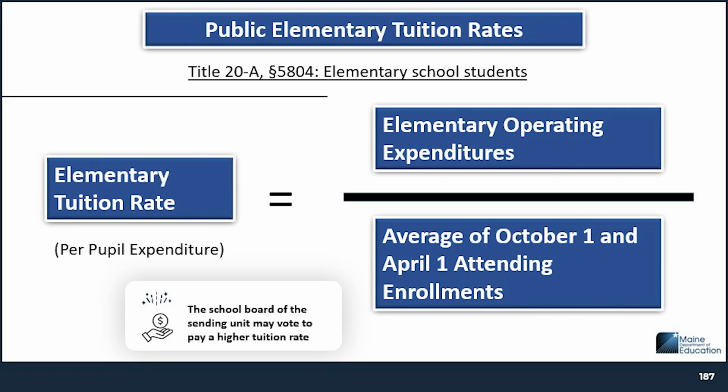So first we calculate the public elementary tuition rate, which is basically a per pupil expenditure. We take your elementary operating expenditures and we divide that by the average of October 1 and April 1 attending enrollments, and that's the per pupil expenditure rate, and that becomes the public elementary tuition rate for your SAU. And the school board of the sending unit may vote to pay a higher rate.